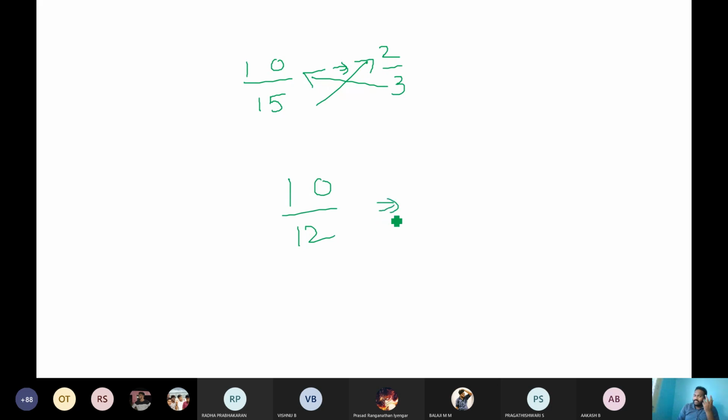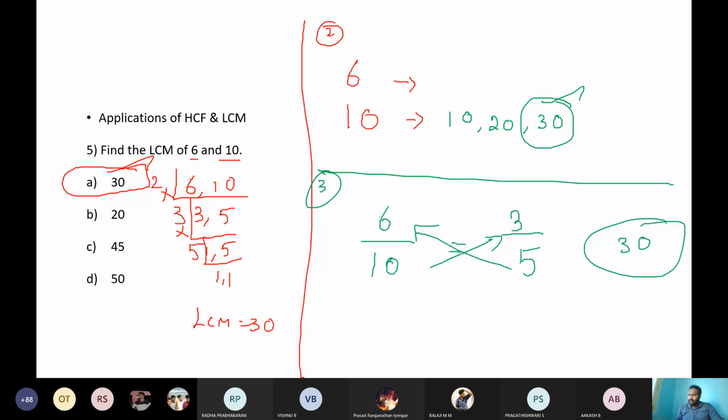Clear, people? Let's say, for example, you want to find out the LCM of 10 and 15. What is the simplest way of writing it? 2 by 3. So it is 30 or else 30. Either way, it's 30. So LCM of 10 and 12. How do I write it in the simplest format? If I cancel in terms of 2, 5 by 6. 60 or else 60. Clear, people?